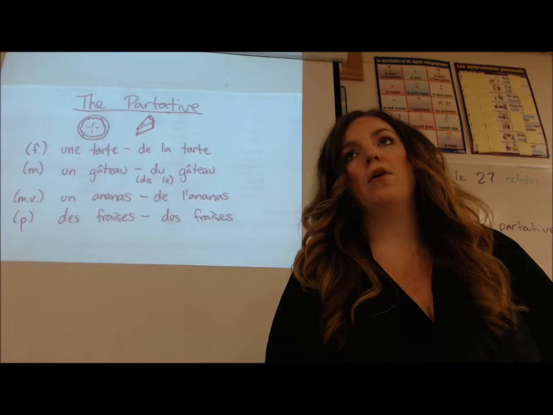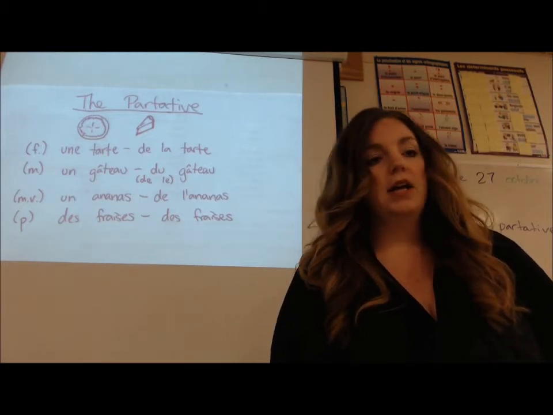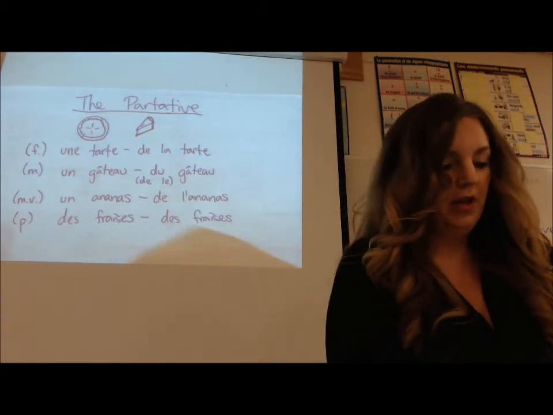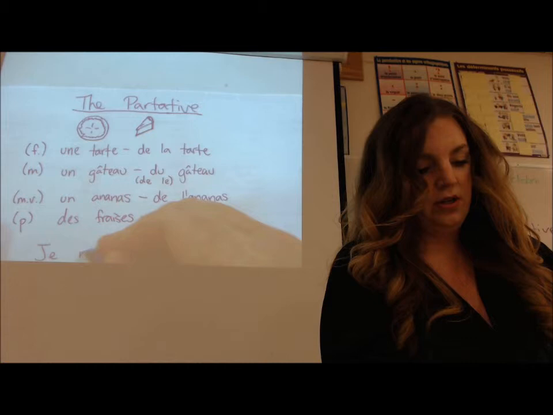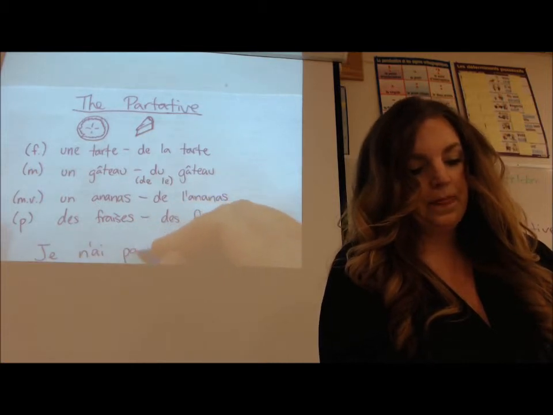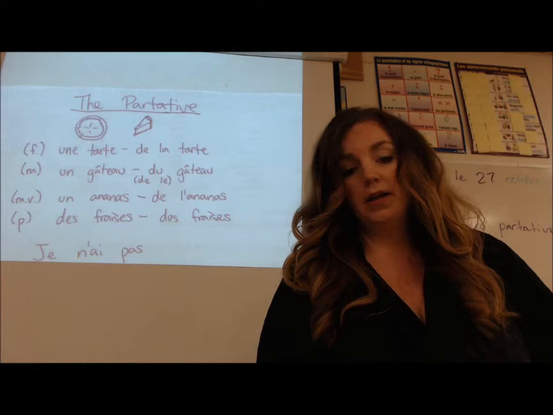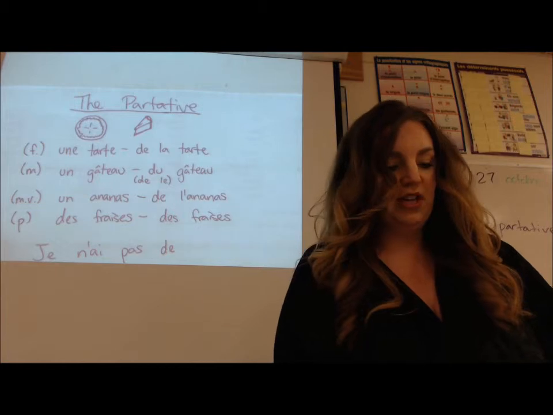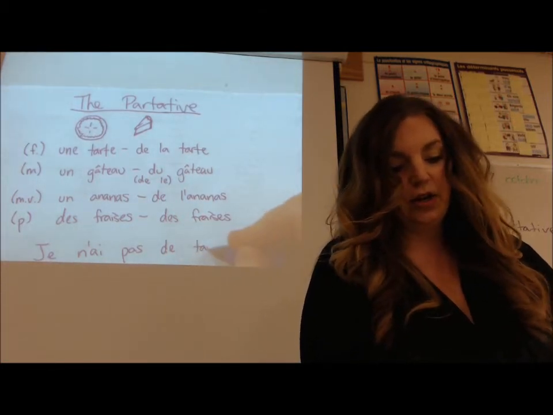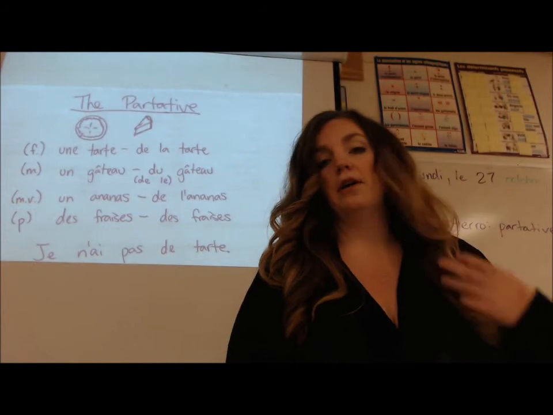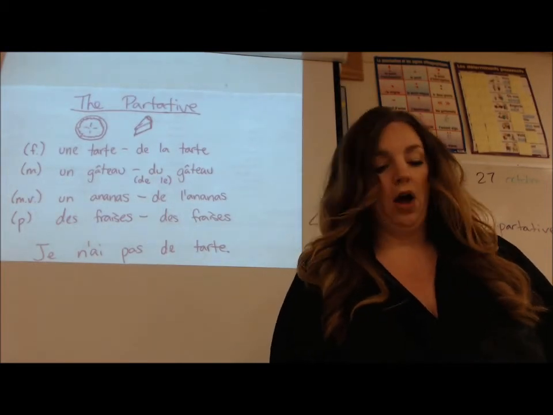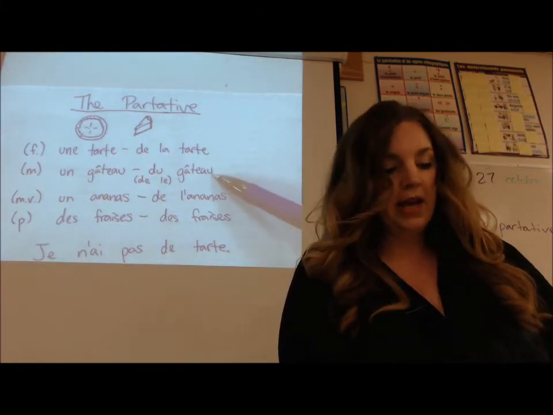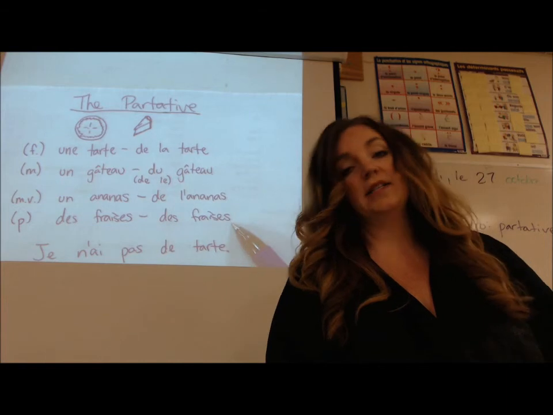And just so you know, if you are using something negative, so you want to say, for example, I don't have some pie, then you would say je n'ai pas, and after pas, you always just have de in the case of the partitive. So you'd say, je n'ai pas de tarte. You don't have to worry about the la. Je n'ai pas de tarte. You'd say je n'ai pas de gâteau if you want to say I don't have some cake. Je n'ai pas de fraises if I don't have strawberries.